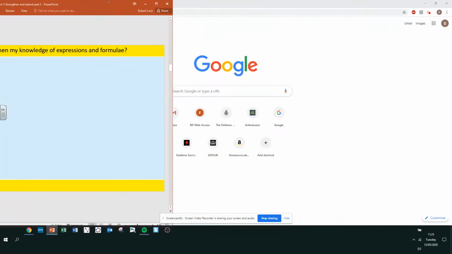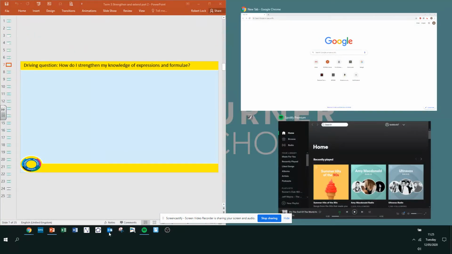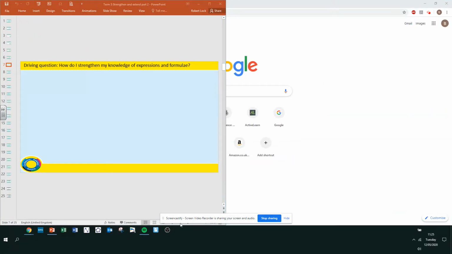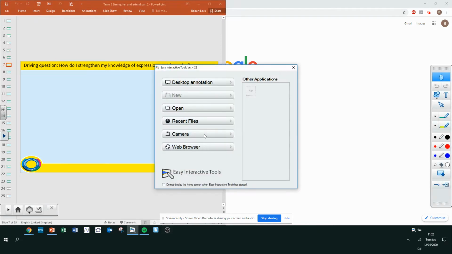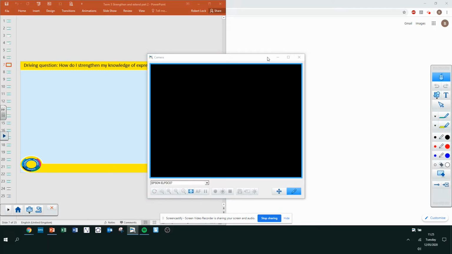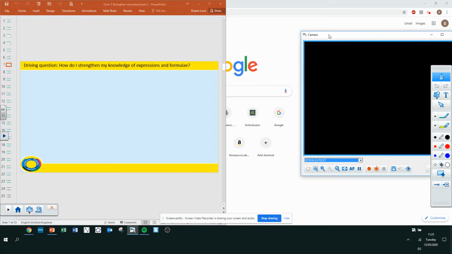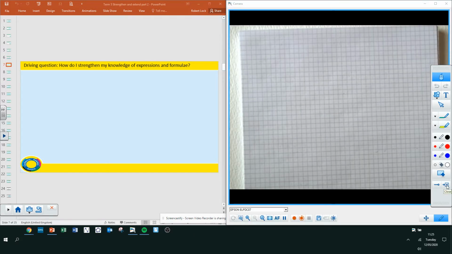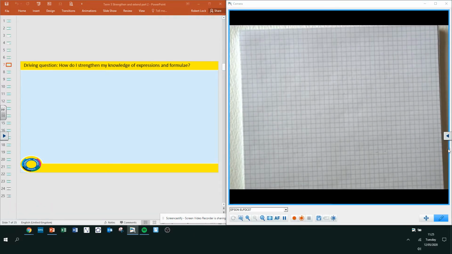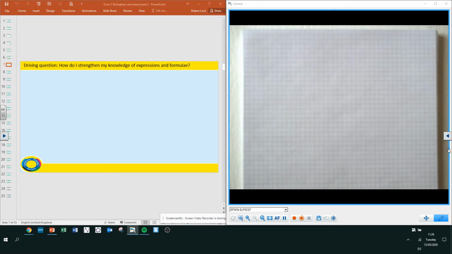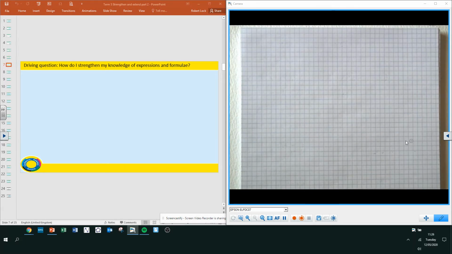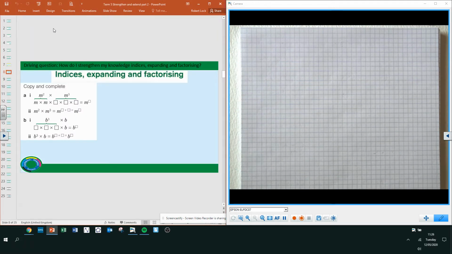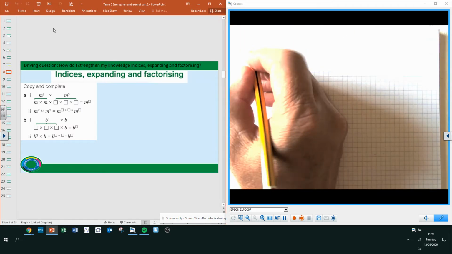Okay, so let's have set up. Okay, so first question. Indices, expanding and factorization. Question number 1A.